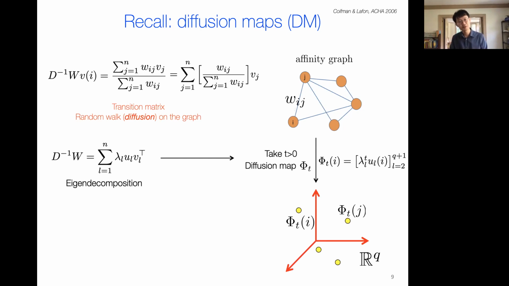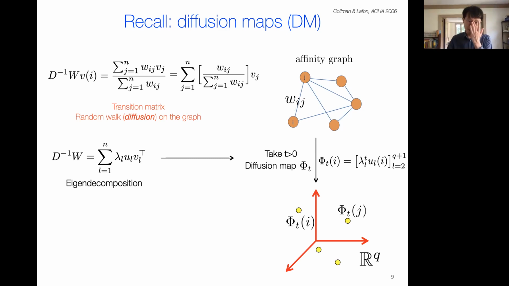And then what you do, for example in the diffusion map algorithm, is you take the eigenvalues and eigenvectors. And for example, I still cannot use my cursor. So still, no cursor.